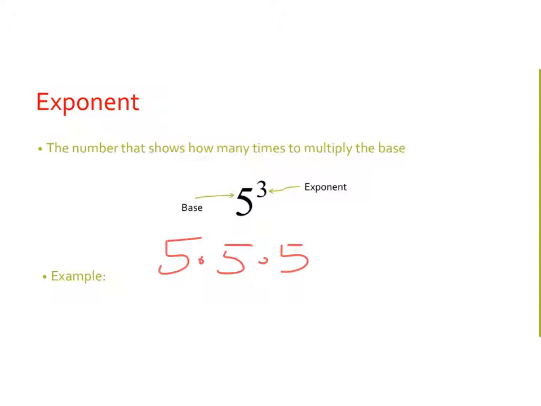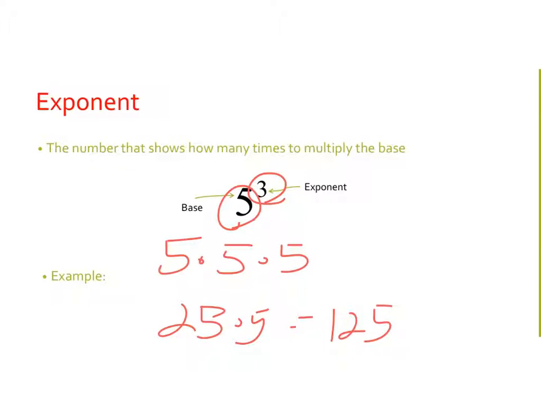Now, that's not 5 times 3, making it 15. 5 times 5 is 25, times another 5 is 125. So again, this is the base, this is the exponent. It's how many times you multiply that base. Again, it's not 5 times 3.